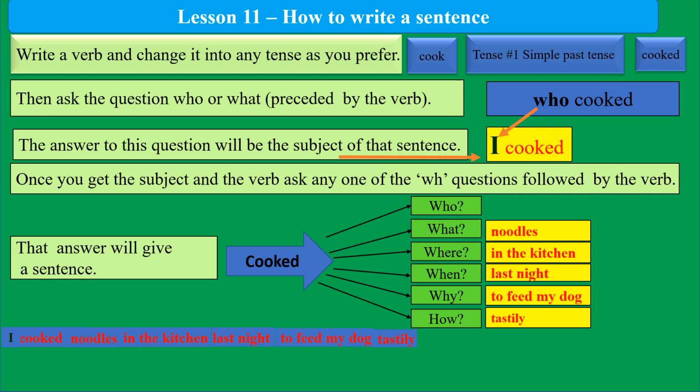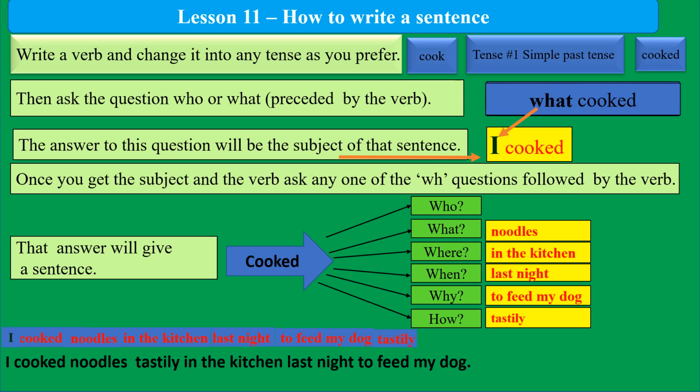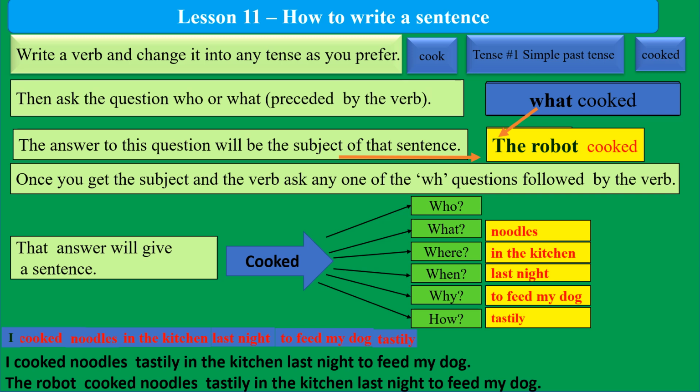But that doesn't sound good. So let's rearrange the chunks. I cooked noodles tastily in the kitchen last night to feed my dog. In case you have answered what cooked, and if the answer had been the robo cooked, that sentence would look like this: the robo cooked noodles tastily in the kitchen last night to feed my dog.